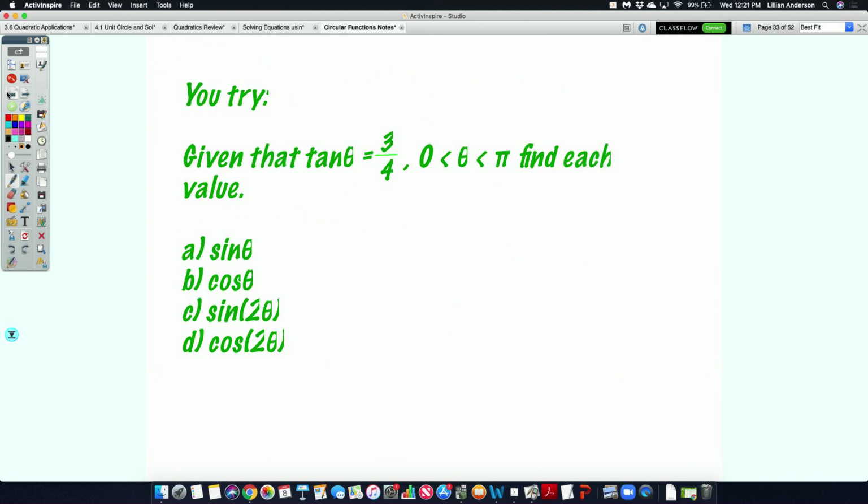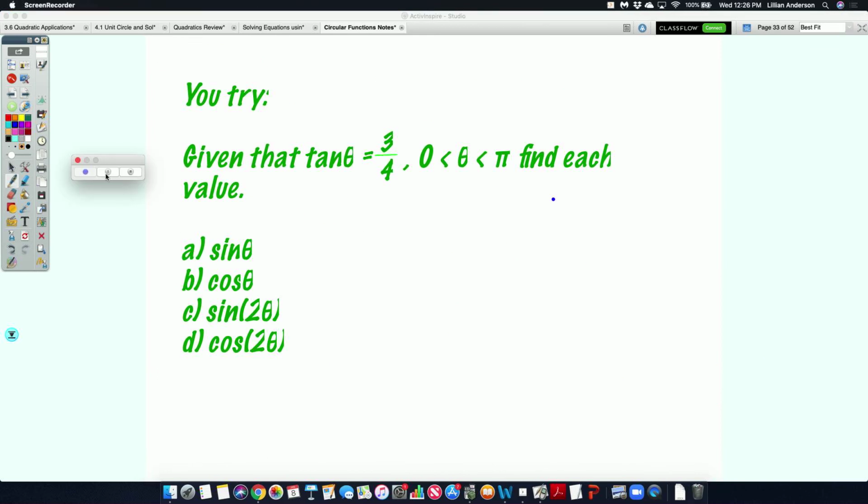Okay, all right, you guys try this one on your own. For this particular problem, what you don't want to do is say, oh, well, tangent theta is sine theta over cosine theta, so that means that sine is 3 and cosine is 4. You can't do that. You cannot do that.